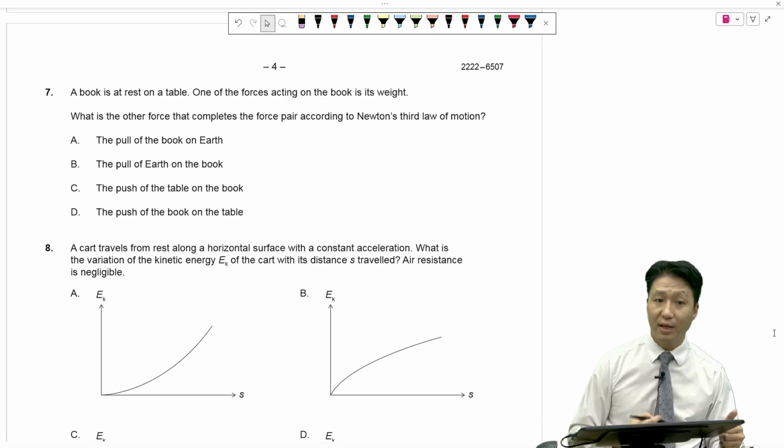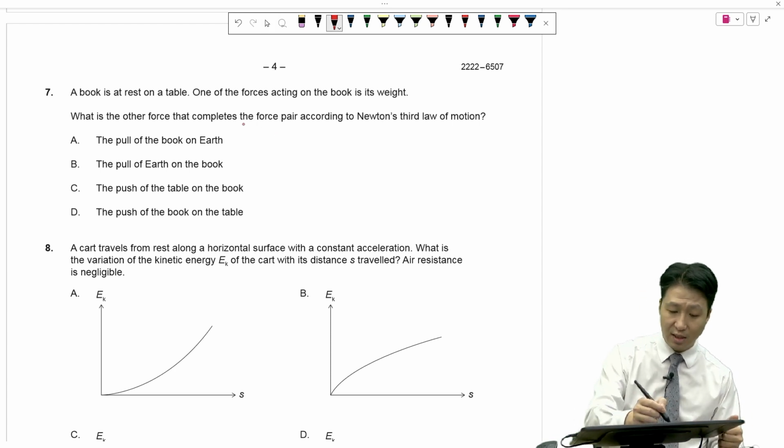Question number 7. A book is at rest on the table. One of the forces acting on the book is its weight. What is the other force that completes the force pair according to Newton's third law of motion? Remember, Newton's third law says for every force there's an equal and opposite force.